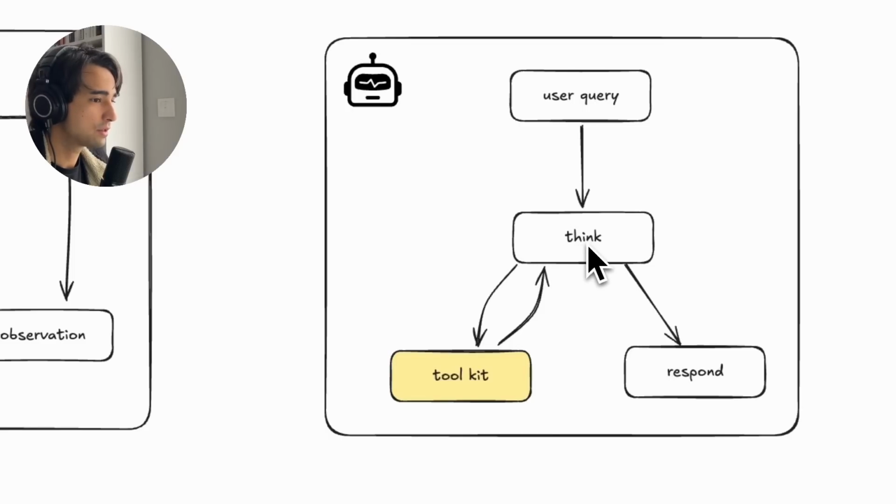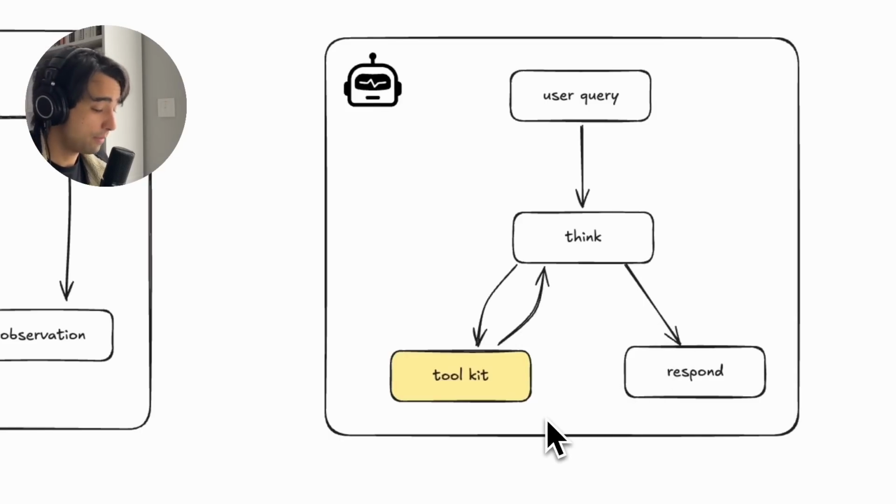Then if it has to use a tool, it uses the tool. Then it returns the observation. If it has to use the tool again, it uses the tool and returns the observation. And then if by the end it already has the response, it gives you the response, okay? That's essentially how an agent works.